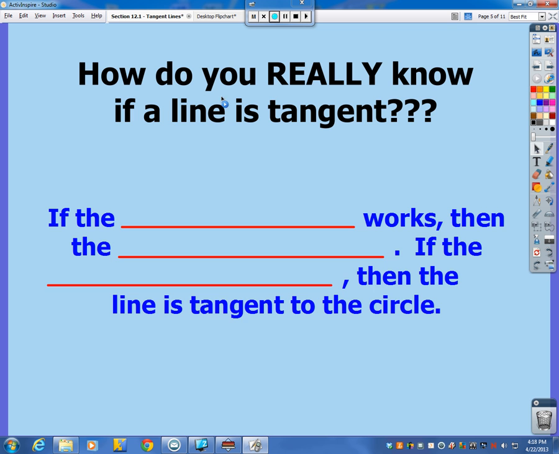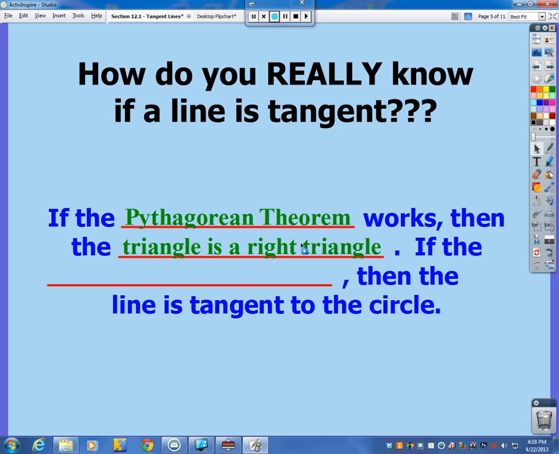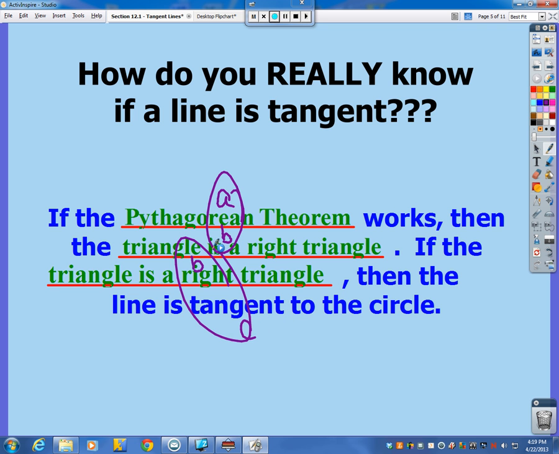So jumping back to the notes here, if the Pythagorean theorem works, then the triangle is a right triangle. If the triangle is a right triangle, then we can say we've got a tangent line to our circle. Okay, so this is kind of like the transitive property, if you will. We'll call A the Pythagorean theorem, B a right triangle. Here we have B right triangle, C tangent. So A implies B, B implies C. So if the Pythagorean theorem works, we can say that we've got a tangent line. If the Pythagorean theorem does not work, we do not have a tangent line. So they work together in that way.